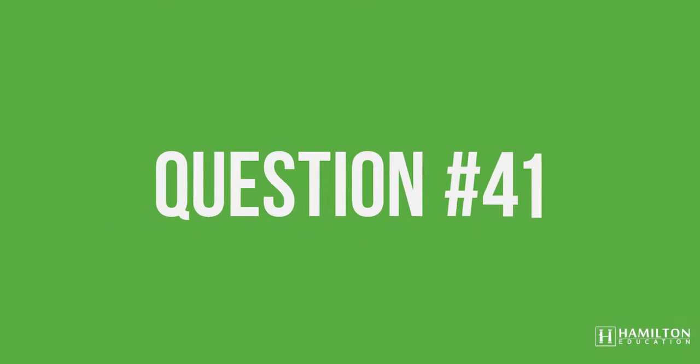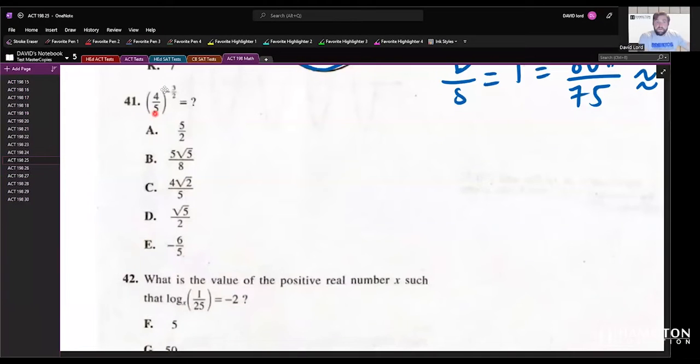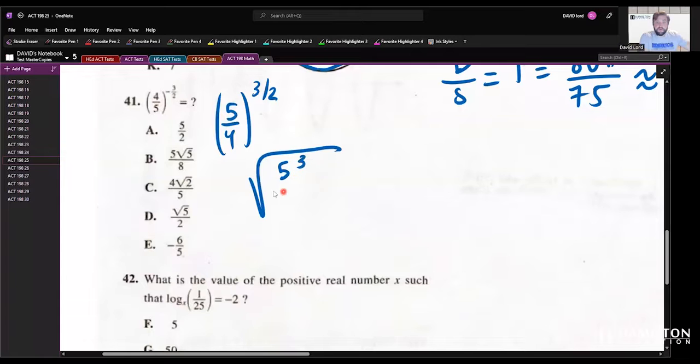Question number 41. This looks like a good use of exponent rules as well as negative exponents. So the first thing I'm going to do is take care of the negative exponent. And that means it's going to flip the fraction side. So that will become 5 over 4 to the 3 halves. Now, going ahead, it looks like I need to convert this back into radicals. And so since I'm dividing by 2, that means it's going to become a square root. And it's going to be 5 cubed over 4 cubed.